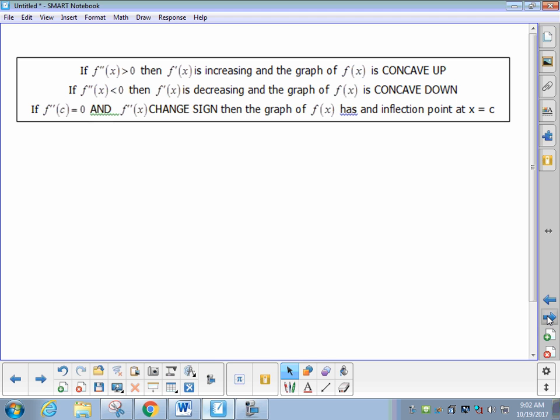Last but not least, if the second derivative is 0 and the second derivative changes sign, then the original graph has an inflection point at x equals. Now there's actually a whole other use to the second derivative test for extrema, but from experience, there's just no way to do it well in one day. There's just no way. So I will get to that tomorrow. That'll be extra practice tomorrow. And yeah, that's it. Okay.